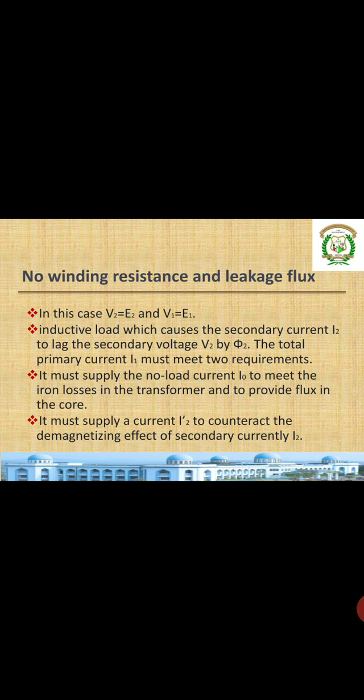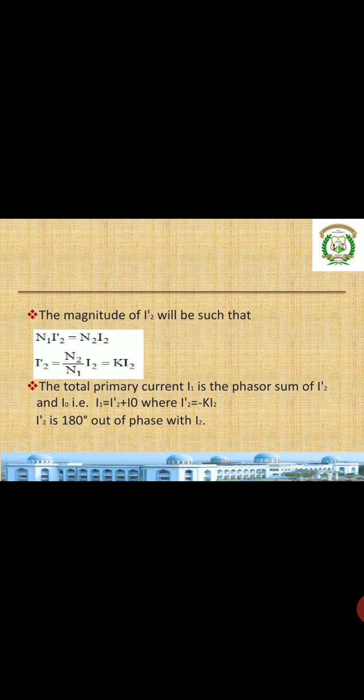What are those two requirements? It must supply the no load current I0 to meet the iron losses in the transformer and to provide the flux, and also it must supply a current I2 dash, which we can write as KI2, to counter the demagnetizing effect of the secondary current I2. So in this case we will see how a current is drawn from the primary side to counterbalance N2 I2. On the primary side, the I2 dash current is drawn.